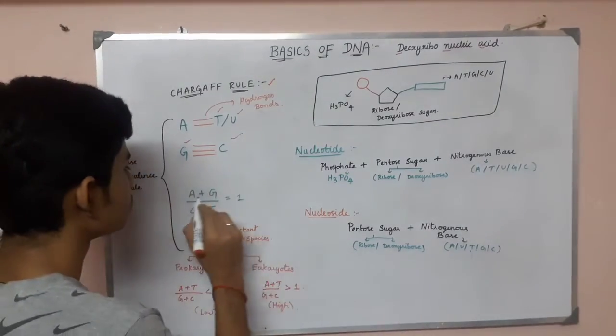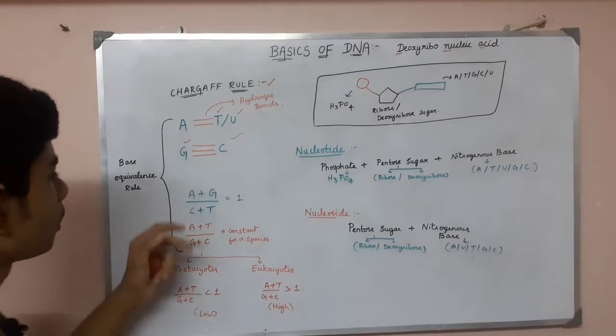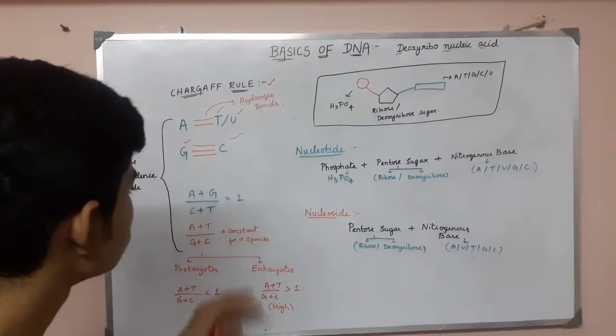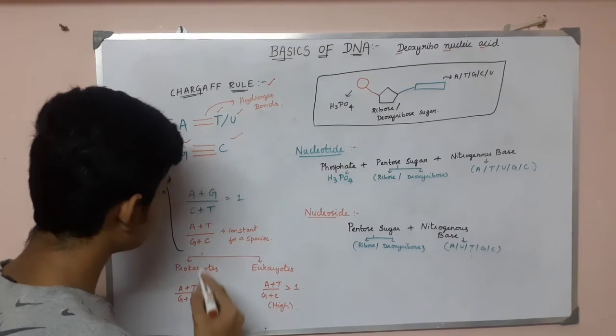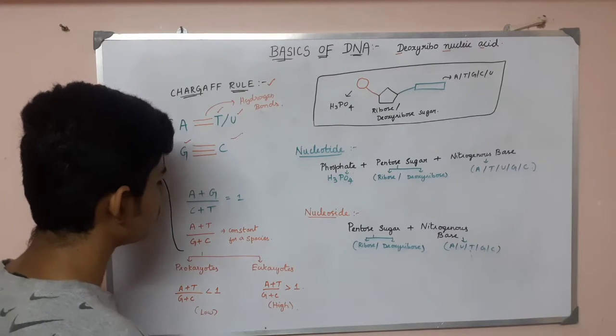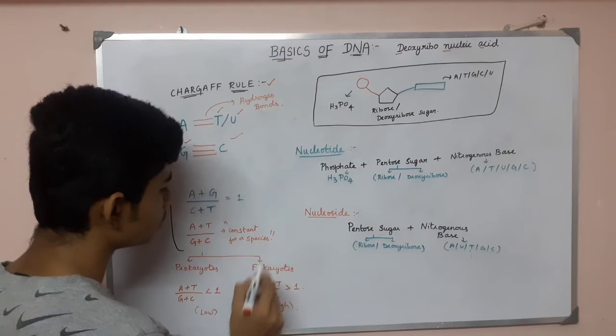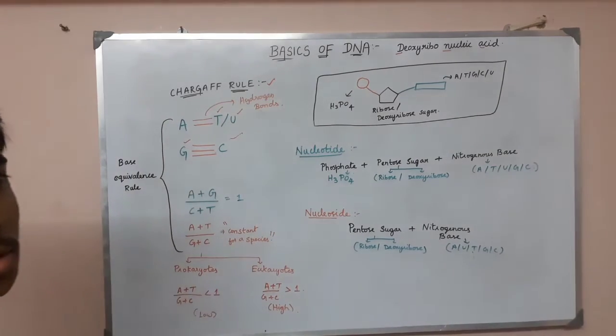And one more thing is, the ratio of adenine plus guanine to cytosine plus thymine is always equal to 1. The ratio of adenine plus thymine to guanine plus cytosine is constant for a species. It may vary from species to species.